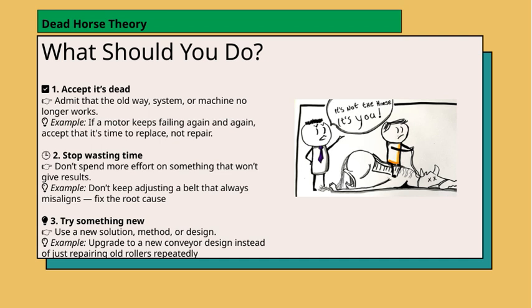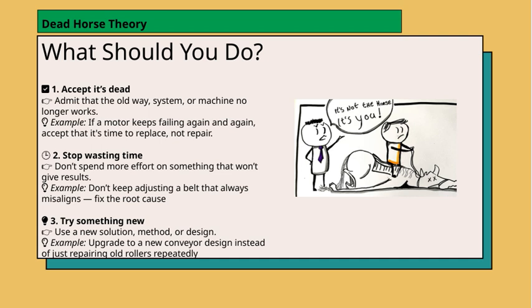For example, if a motor keeps failing over and over again, it's time to accept that repairing it repeatedly isn't cost-effective or practical. Sometimes, you just need to face the reality that it's done. Next, stop wasting your time. Don't keep pouring effort into something that clearly isn't giving you results. Instead of trying to fix the same problem over and over, focus on addressing the root cause. For instance, if you're constantly adjusting a belt that keeps misaligning, it's better to fix the underlying issue rather than keep tweaking it. Your time is better spent on solutions that actually move things forward.